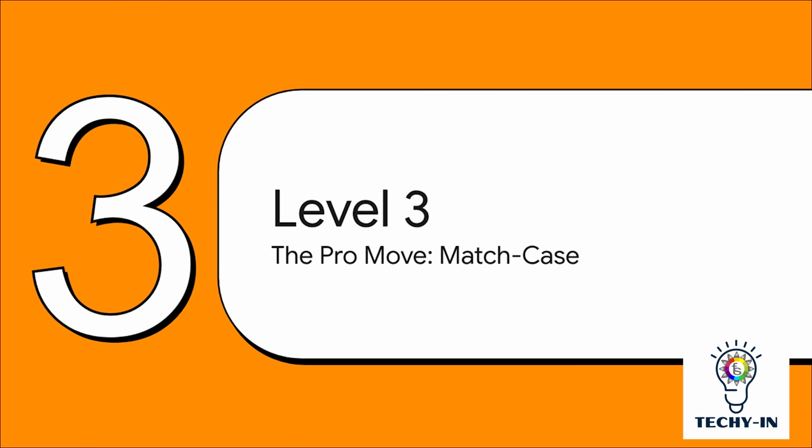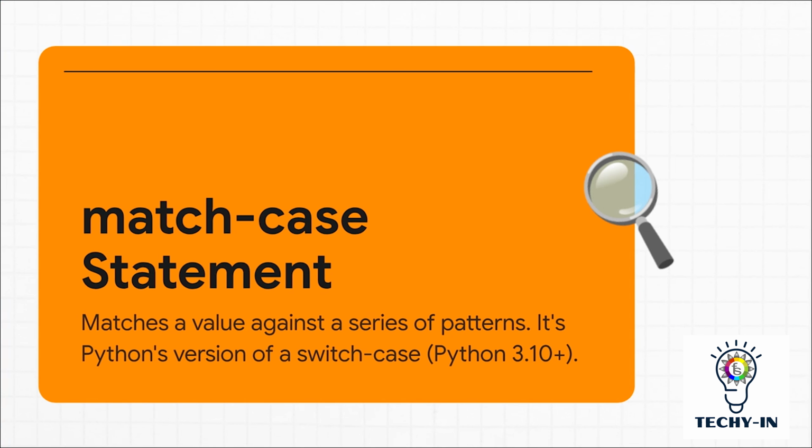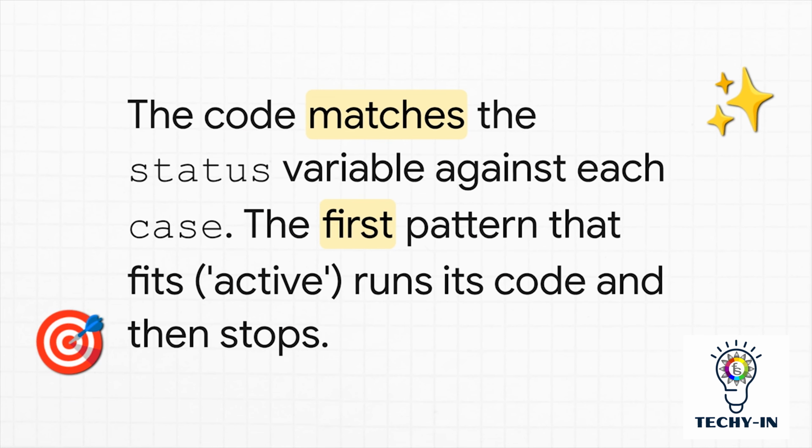Okay, so we've handled sequential checks and combined checks. But what about when you have one variable that could be one of many different values? For that, we've got the Pro Move, a really modern and incredibly clean tool. And that is the match case statement. Now, this is a newer addition. It came in with Python 3.10, and it's designed to solve this exact problem. You give it a variable, and it tries to match that variable's value against a list of possible cases. Then it just executes the code for the very first one that fits. Simple as that. Honestly, this is just beautiful.